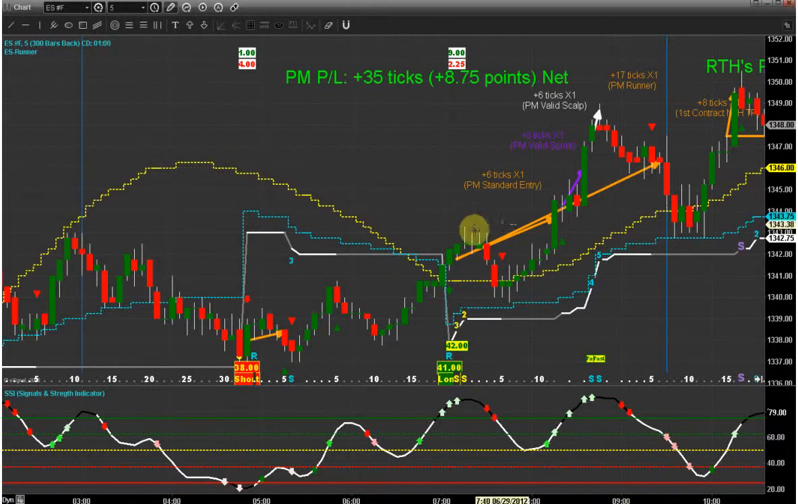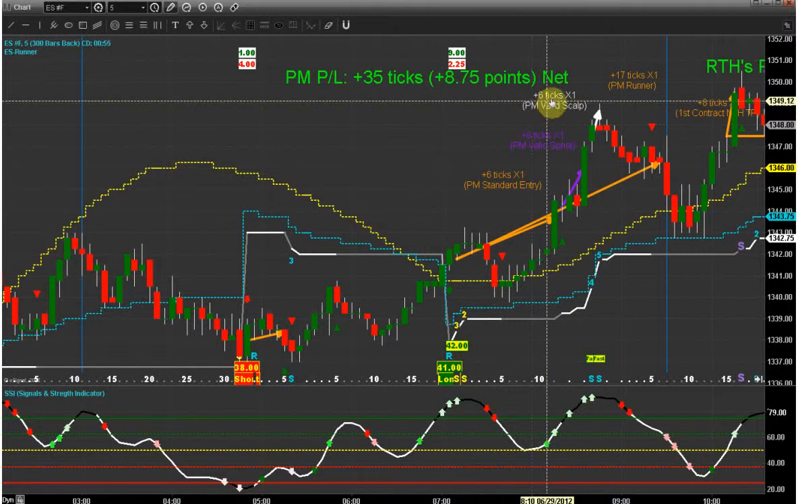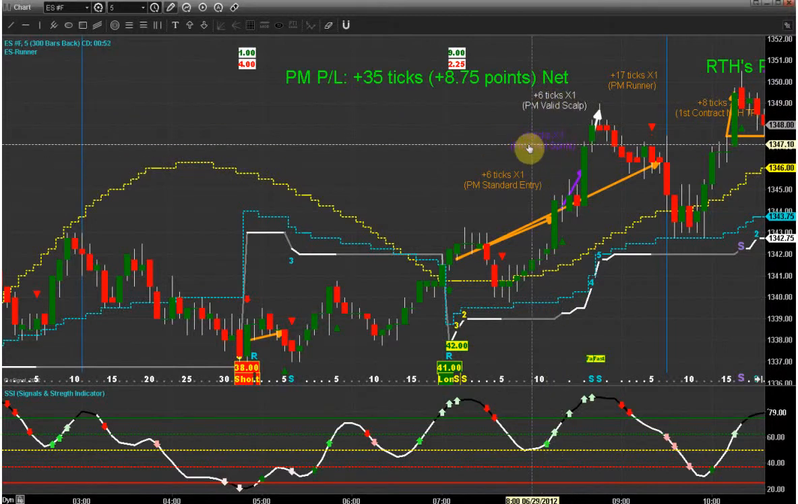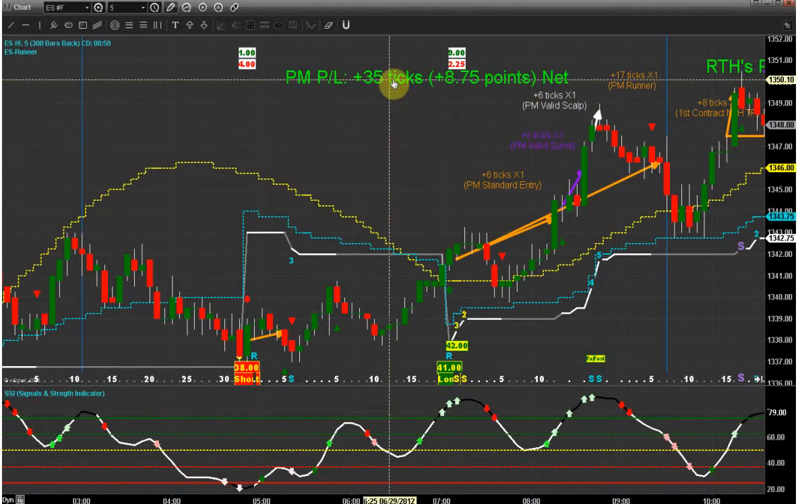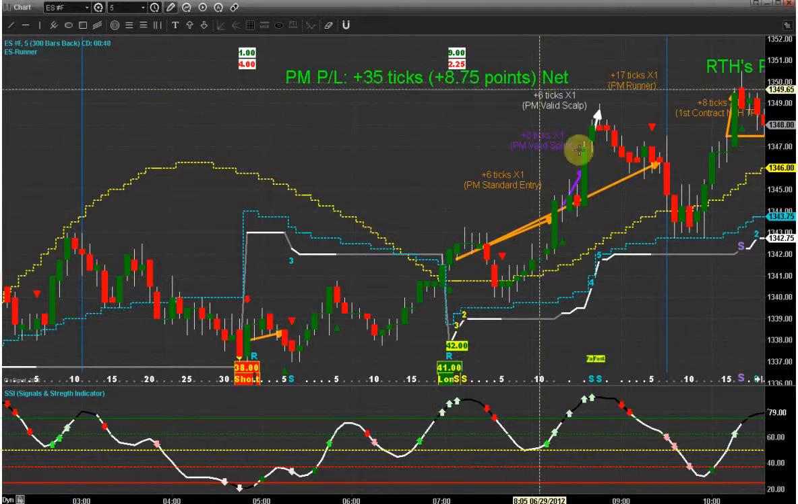In the regular trading hours, the profit targets are slightly different for the first contract. It's 8 ticks as opposed to 6. The scalps are 8 ticks as opposed to 6. The sprints are 10 ticks as opposed to 8. Pre-market made 35 ticks of profit, 8 3/4 points.